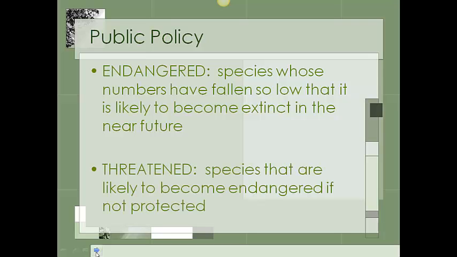We also keep a close eye on species that we consider threatened. So this is kind of a lower level than an endangered species. These are ones that are likely to become endangered if we don't protect them in some way. Oftentimes we'll protect habitats and things like that for these threatened species so that they don't get destroyed in such high amounts that the species actually become endangered. So we have different tiers of how worried we are about different organisms.